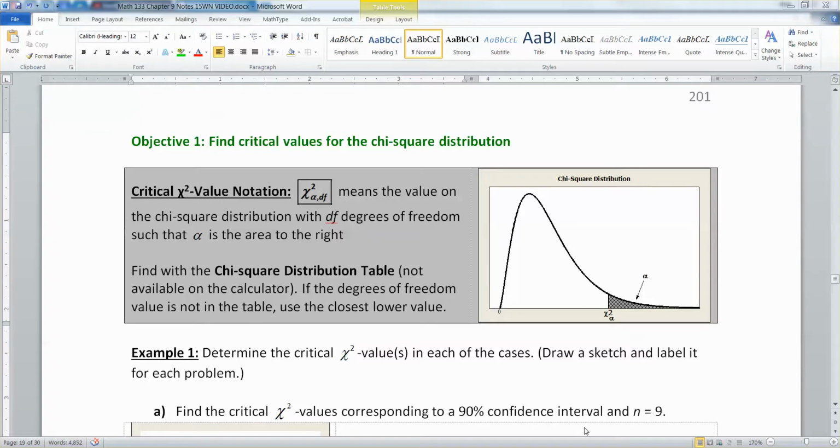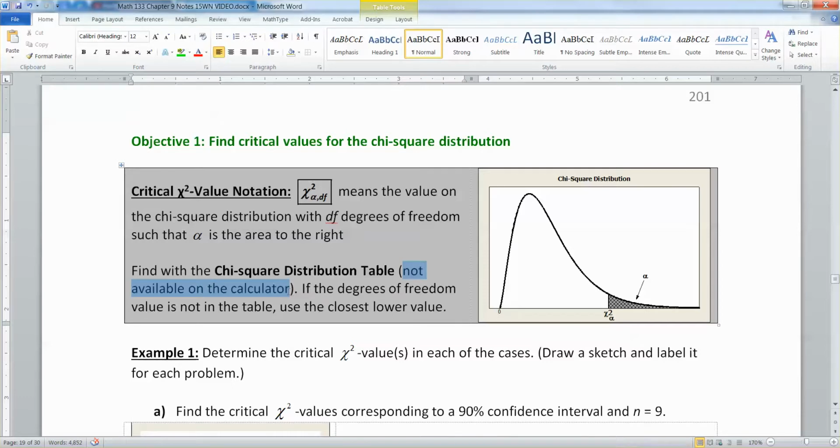So in this video, we're going to learn how to find the critical values for the chi-square distribution. Now remember, we've seen this notation before. When you have chi-square with a little alpha after it, that alpha will be the area in the right tail. And often we'll add in an extra comma with the degrees of freedom. It's not always required, but it kind of helps keep track of what your degrees of freedom is for the problem. Now, the interesting thing about the chi-square distribution is that it's not available on the calculator.